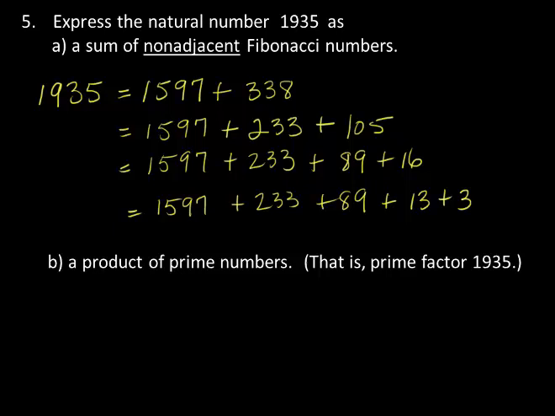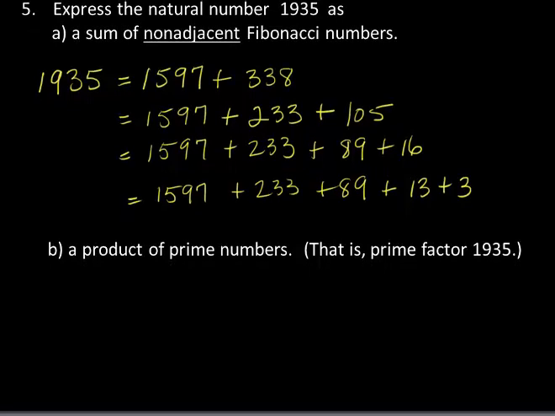Okay, so now in part B, we want to prime factor that same number, 1935. Everybody did really good on this one. I think you're used to making little trees. It's not divisible by 2. Let's see, is it divisible by 3? Well, let's add the digits. 1 plus 9 is 10, plus 3 is 13, plus 5 is 18. Yes, 18 is divisible by 3, so the number will be divided by 3 on your calculator.